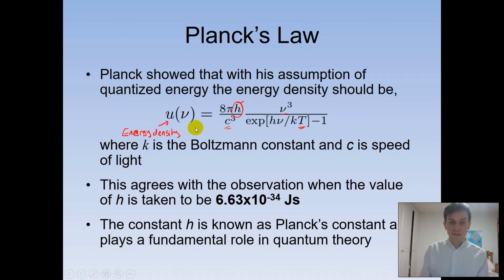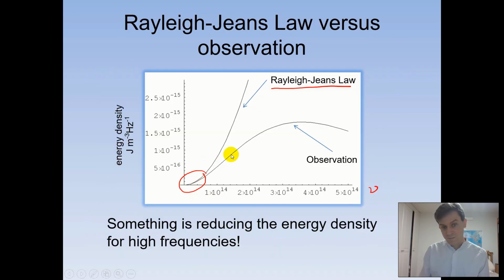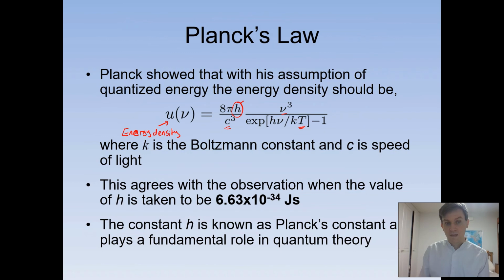It turns out if you take this formula and you put it into this graph, the shape of this graph depends upon the value of the constant h. So by fitting the theoretical prediction that Planck made to the experimental shape of this graph, you can calculate what the value of h must be. When you did that, you obtained this value. The value of h is very, very small, 6.63 times 10 to the minus 34 joule seconds.